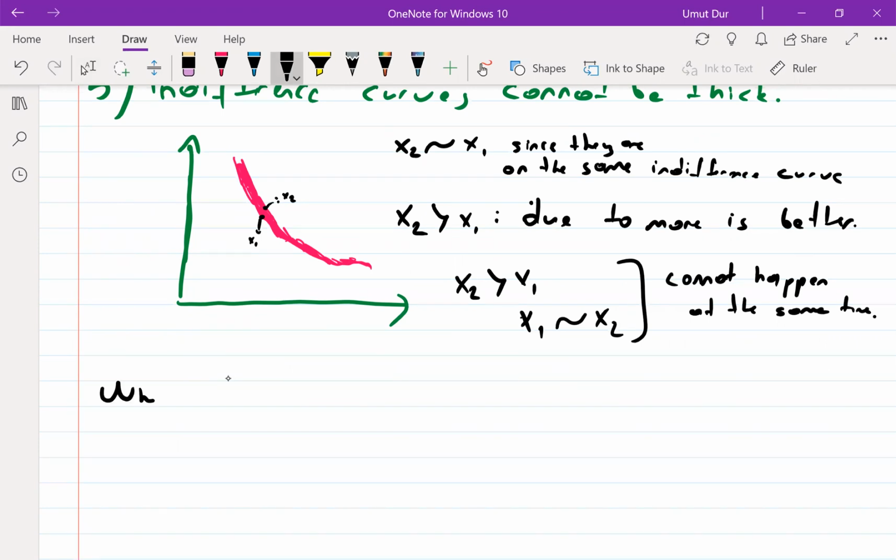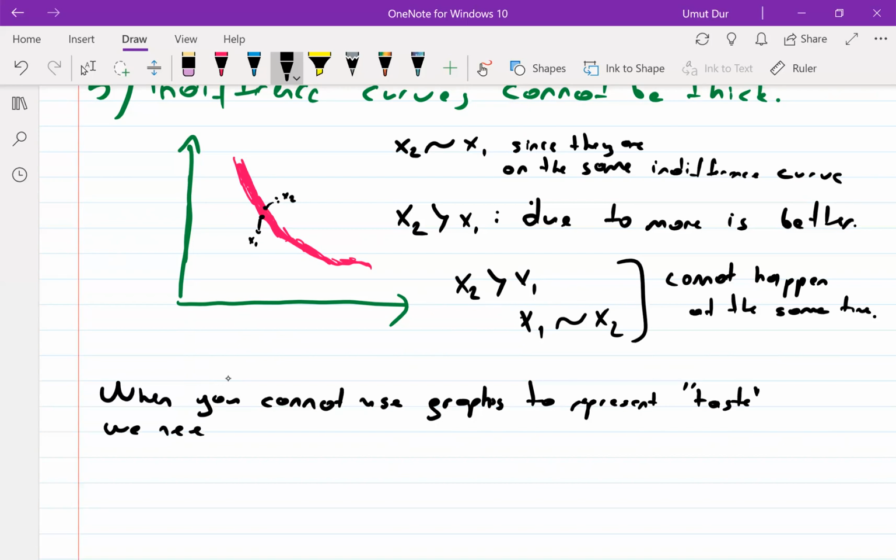When you cannot use graphs to represent taste, we need a mathematical representation.